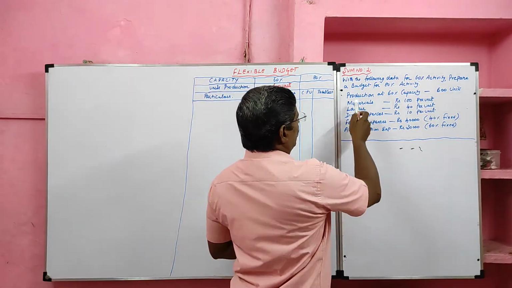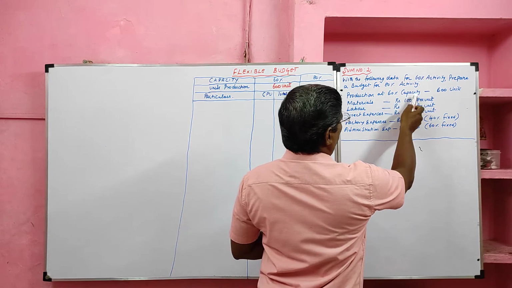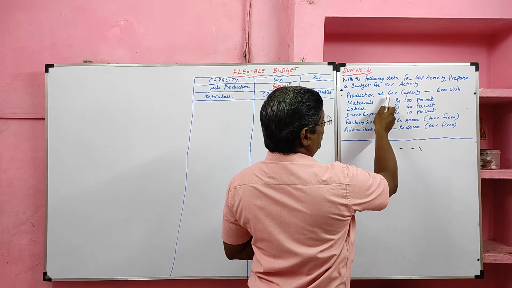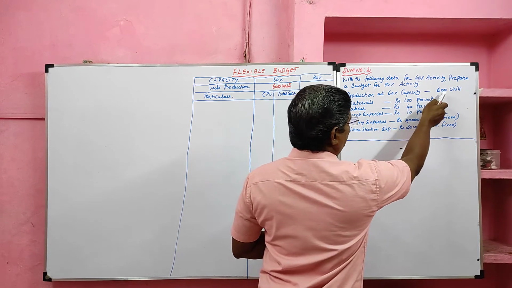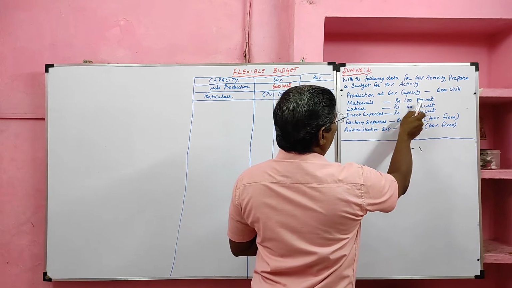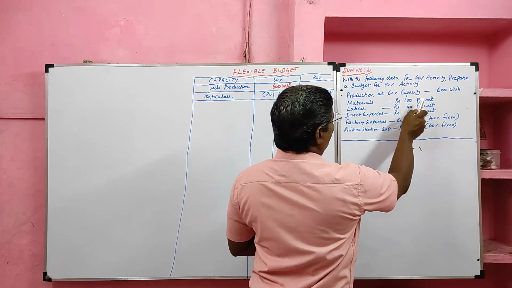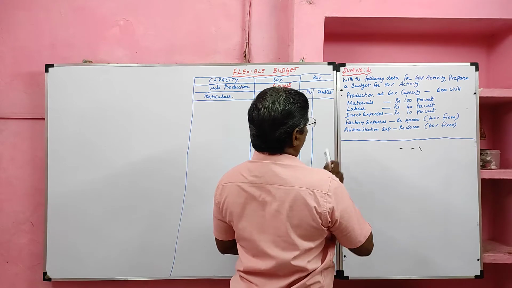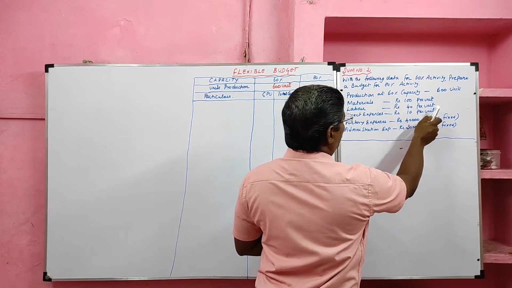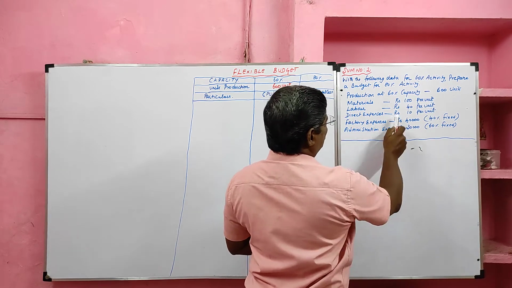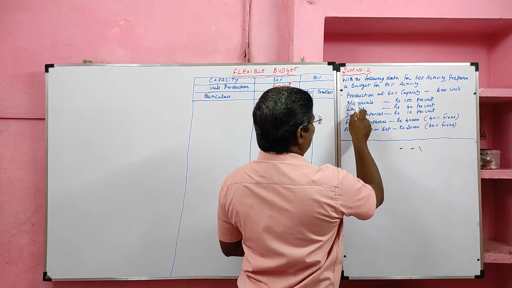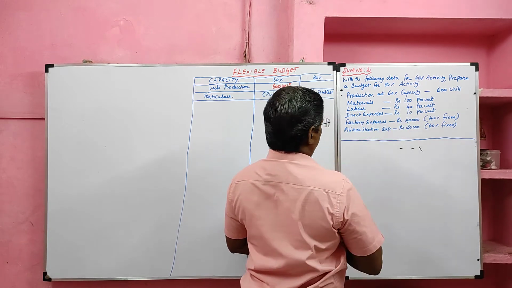Production at 60% capacity, they produced 600 units. Materials, rupees 100 per unit. Labor, rupees 40 per unit. Direct expenses, rupees 10 per unit. So material, labor and direct expenses, these three are given per unit.